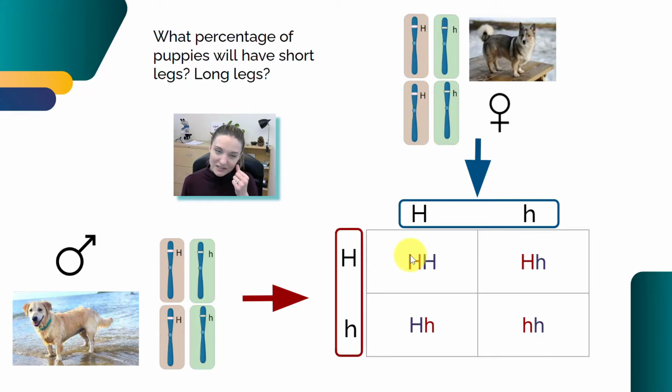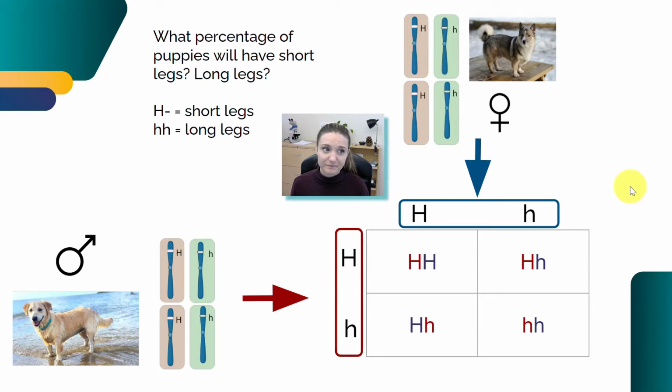So what percentage of our puppies on average, given that these gametes will randomly recombine, right? What percentage of our puppies on average will have long legs or short legs? So remember, as long as we only have one of these dominant H alleles, that puppy will have short legs. If we have 2 of these recessive alleles, they will have long legs, right? So here we have 1, 2, 3 outcomes out of 4 that could have short legs. So 3 out of 4, or 75% of our puppies will have short legs on average. And then 1 out of 4, or 25% of our puppies right here, this combination would have long legs.